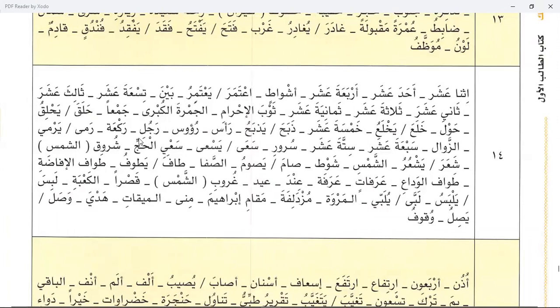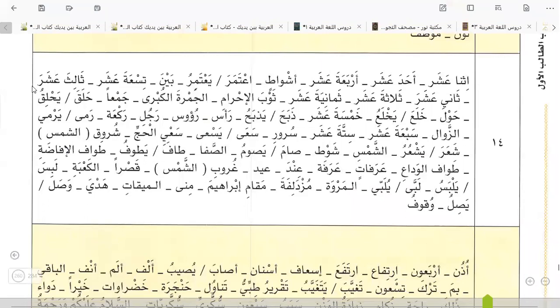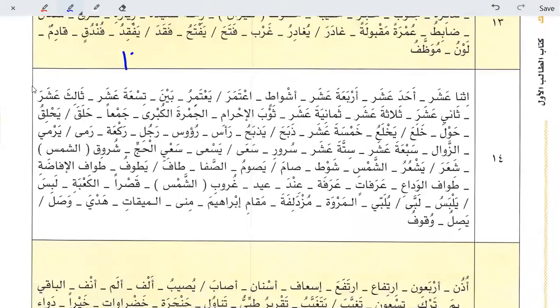19. Thalatha ashar, 13. Tis'ata ashar, 19th. 15th. Yes. Thalatha ashar, 13th. Ithna ashar, 12th. Thalathata ashar, 13. Thamaniyata ashar, 18.